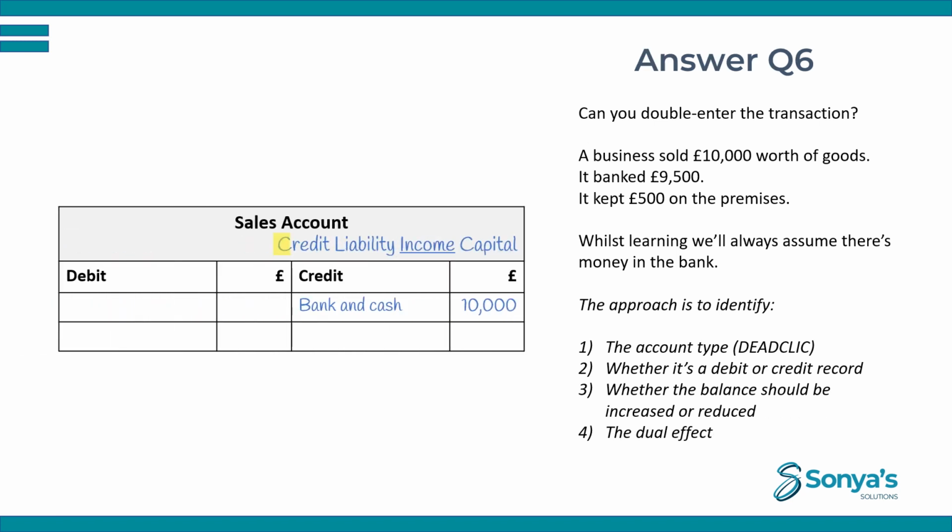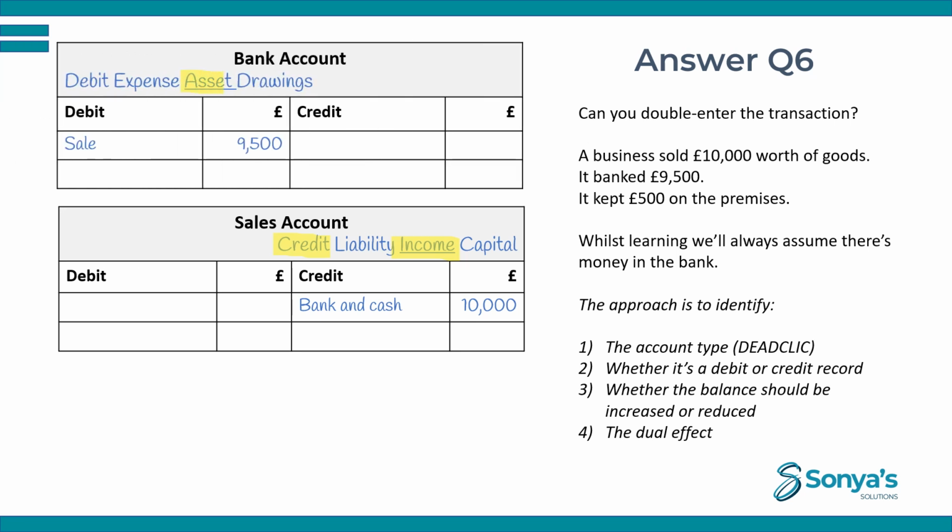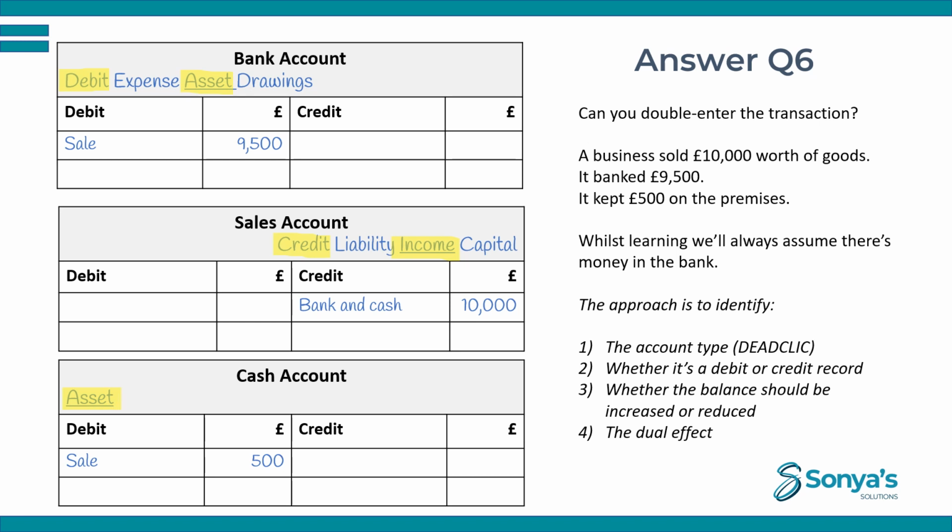The sale is recorded in the sales account. It's an income account, so a credit entry increases the account balance, adding £10,000 to the amount of sales made to date. £9,500 was banked. Cash is an asset, so debiting the account increases the account balance. That's the amount of money at the bank. The cash account is also debited with £500. The entries balance as the total of the debit entries equals the credit entry of £10,000.